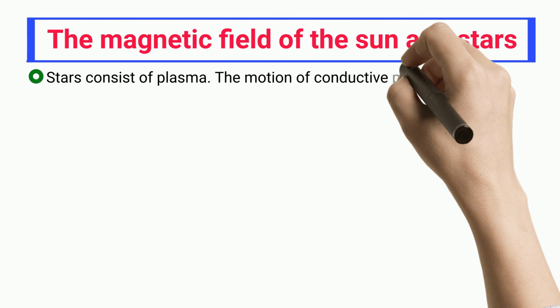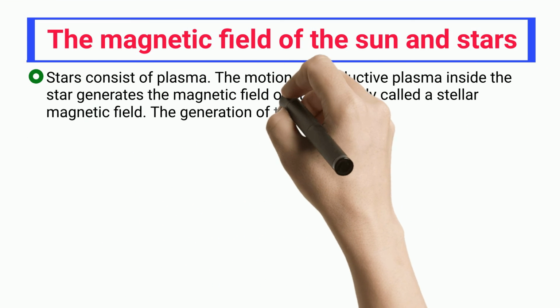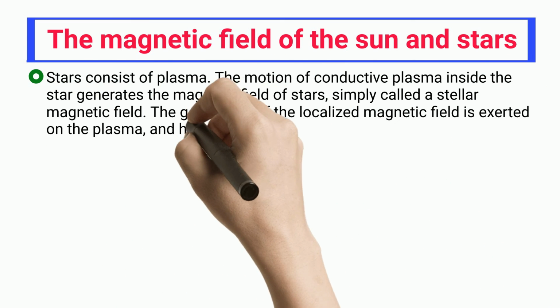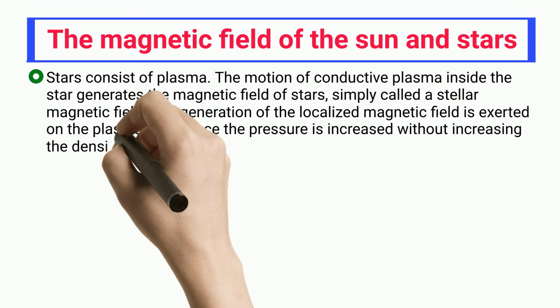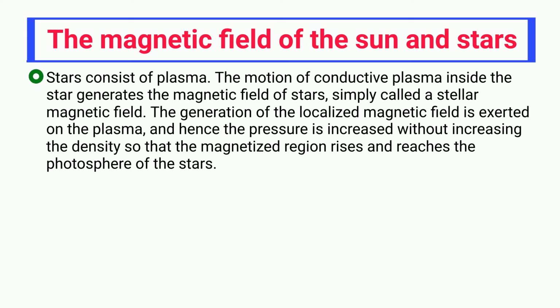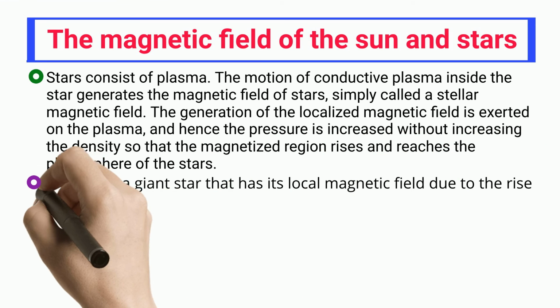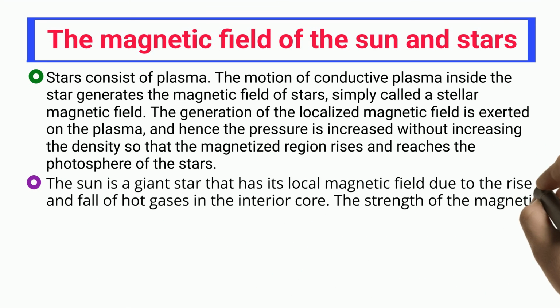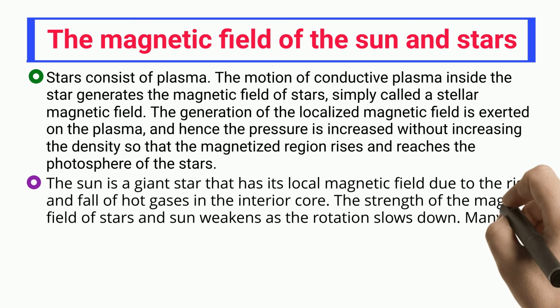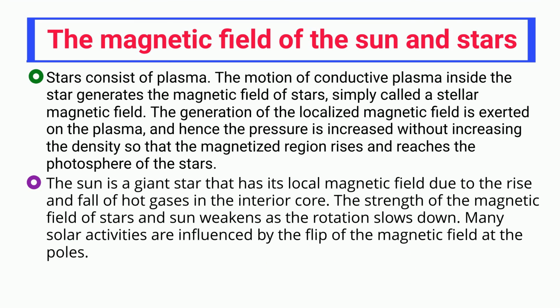The magnetic field of the Sun and stars. Stars consist of plasma. The motion of conductive plasma inside the star generates the magnetic field of stars, simply called a stellar magnetic field. The generation of the localized magnetic field is exerted on the plasma, and hence the pressure is increased without increasing the density so that the magnetized region rises and reaches the photosphere of the stars. The Sun is a giant star that has its local magnetic field due to the rise and fall of hot gases in the interior core. The strength of the magnetic field of stars and the Sun weakens as the rotation slows down. Many solar activities are influenced by the flip of the magnetic field at the poles.